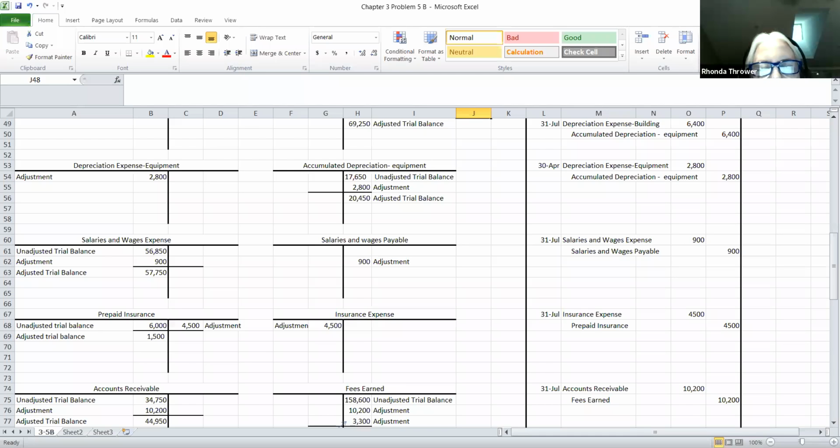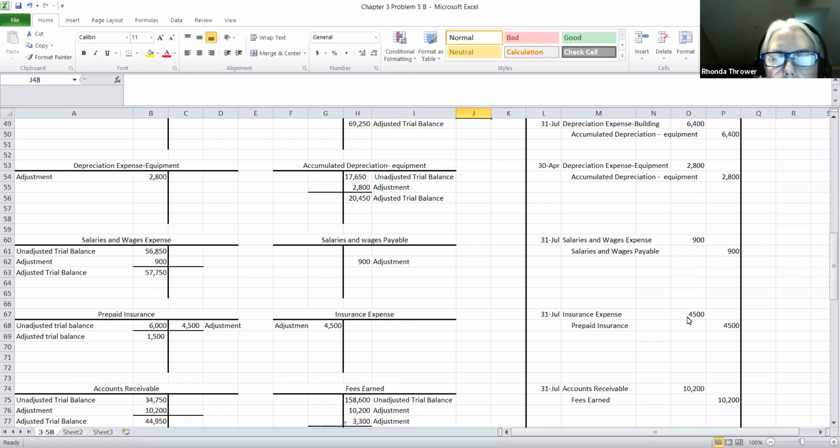Example of deferred expenses. In a deferred expense, what we're doing is we're putting off the amount of the prepaid insurance into the time period that it belongs in. If we've used up $4,500 of this prepaid insurance, it's gone. We have to record it as expense.